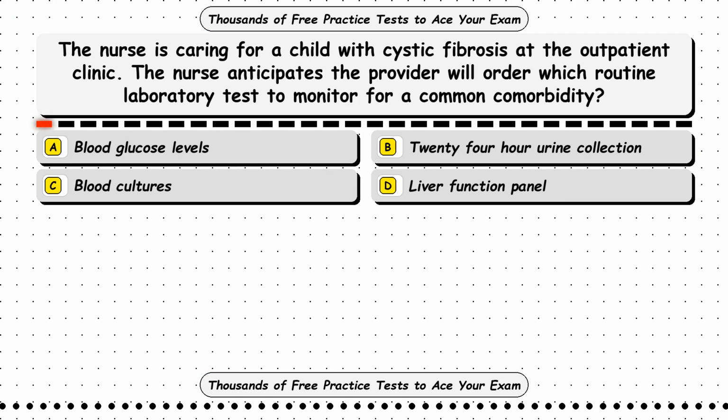Question 26. The nurse is caring for a child with cystic fibrosis at the outpatient clinic. The nurse anticipates the provider will order which routine laboratory test to monitor for a common comorbidity. Option A, blood glucose levels. Option B, 24-hour urine collection. Option C, blood cultures. Option D, liver function panel.